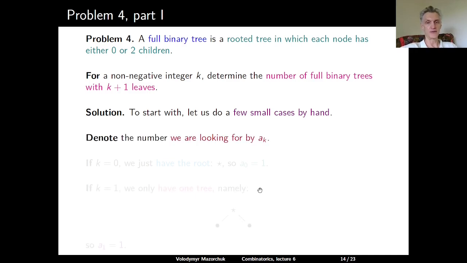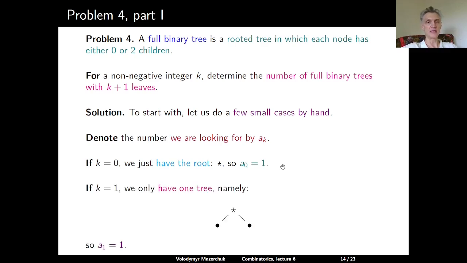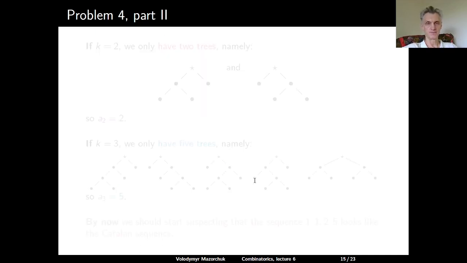Denote the number we are looking for, so the number of full binary trees with k plus 1 leaves, by a_k. If k is equal to 0, we just have one root, so it's just the root, so a_0 is equal to 1. If k is equal to 1, we need 2 leaves. We only have one tree, namely we have a root and it has 2 children, and these children are the leaves. So a_1 is also equal to 1.